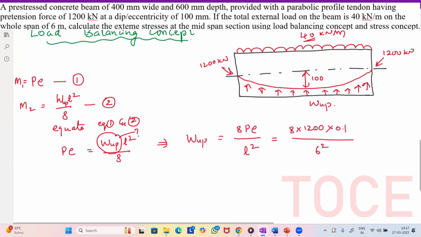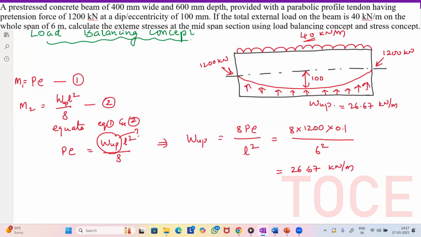Okay. So now if you calculate this, we'll get a value around 26.67 kilonewton per meter. So this is the upward thrust. So that is 26.67 kilonewton per meter. Okay. So the parabolic eccentric tendon is counteracting up to 26.67 kilonewton per meter of the 40 kilonewton per meter. So there will be some net load, right?